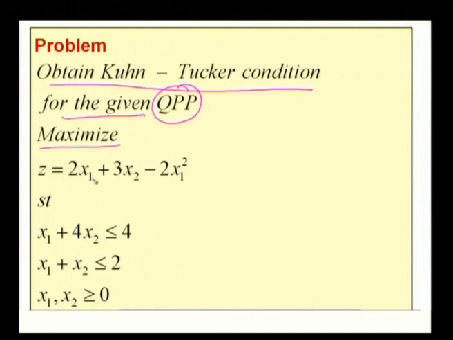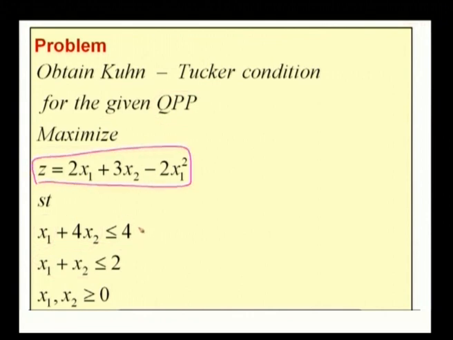Maximize z equal to 2x1 plus 3x2 minus 2x1 squared, subject to the constraints x1 plus 4x2 less than or equal to 4 and x1 plus x2 less than or equal to 2, x1, x2 greater than or equal to 0. So, the given quadratic programming problem involves a quadratic objective function with two inequality constraints and non-negative restrictions. Now, by introducing slack variables, we rewrite these constraints into equations.